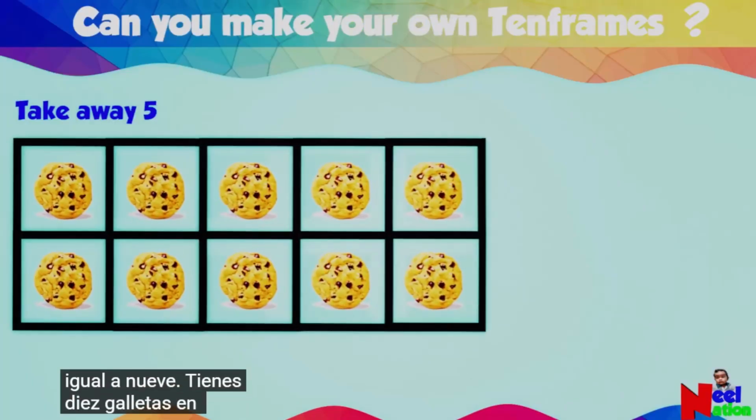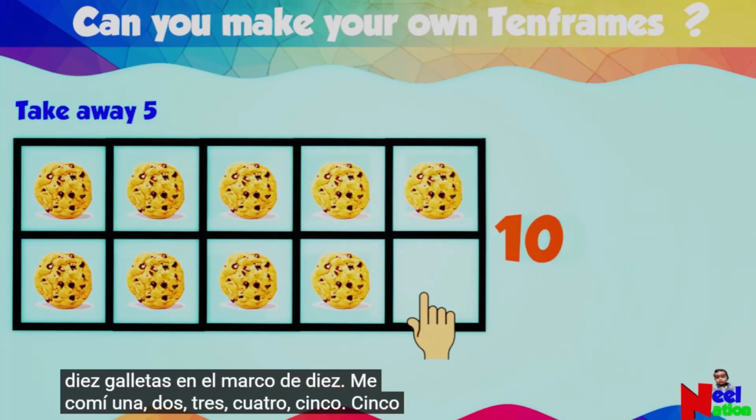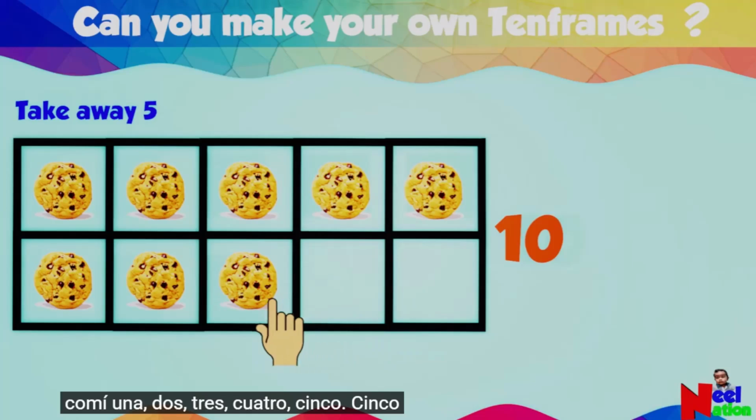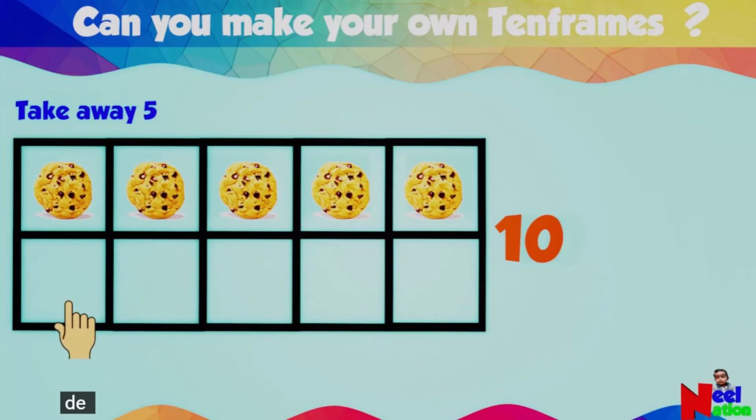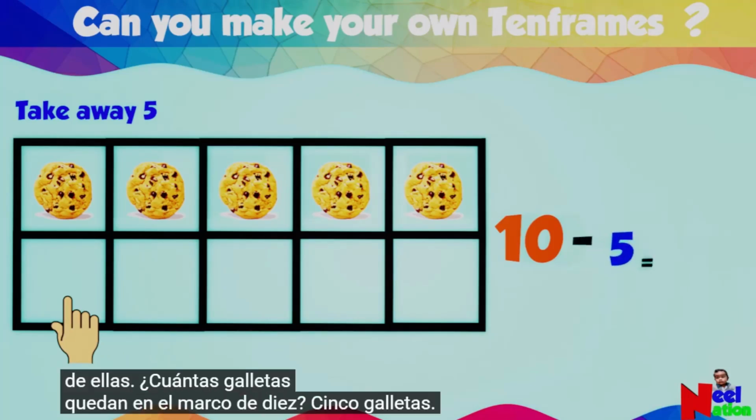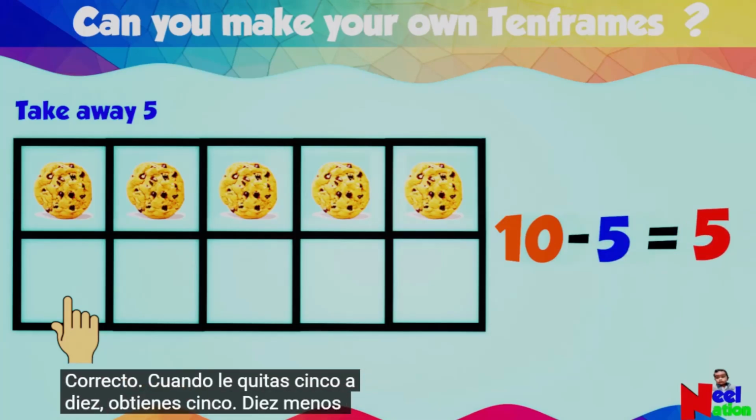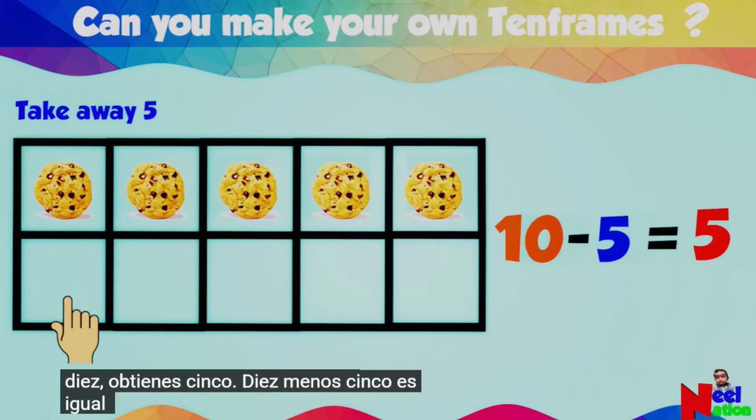You have 10 cookies in the 10 frame. I ate 1, 2, 3, 4, 5 of them. How many cookies are left in the 10 frame? 5 cookies. That's right. When you take away 5 from 10, you get 5. 10 minus 5 equals 5.